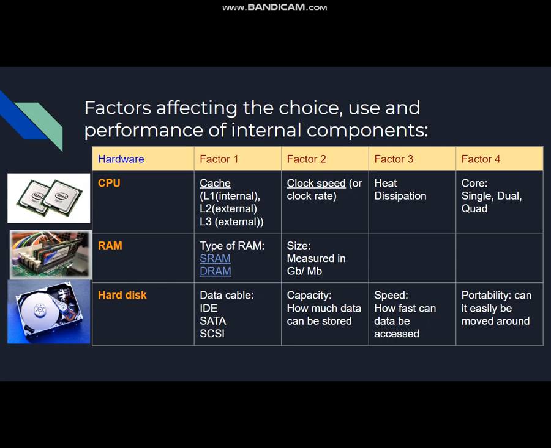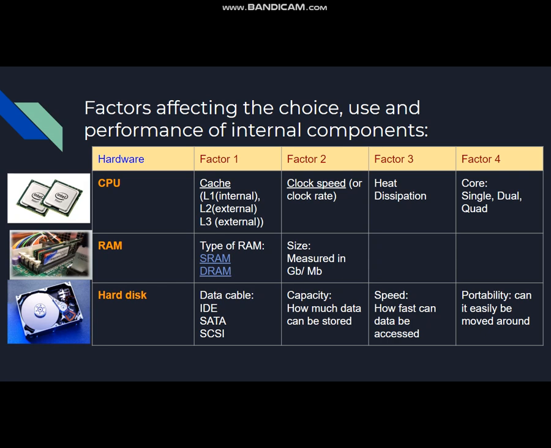Right, and then in terms of RAM, we have different types of RAM. We have SRAM and DRAM, one being static, the other being dynamic. Again, if you look at the link here below, you'll be able to find more information on those. And then the size of RAM will be affected by how much content you are able to store on it, hence how much the CPU can rely on the RAM to keep hold of all of that information. So that would also affect the performance.